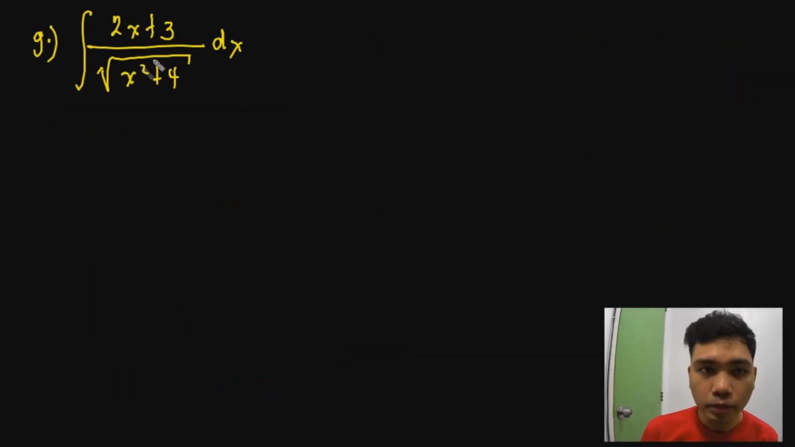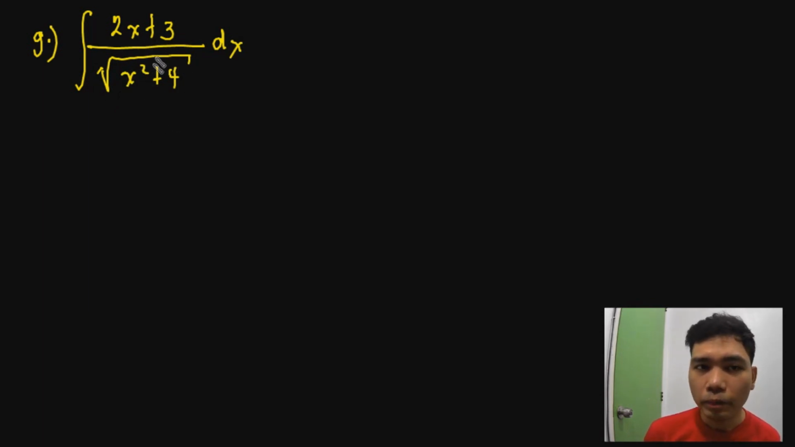Now for this problem, what you can see here is not a fading integrand because it's a combination of 2x plus 3 divided by this denominator, which is a little complicated because of the squared sign.